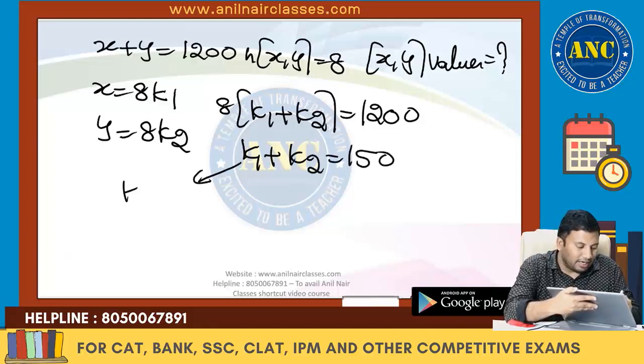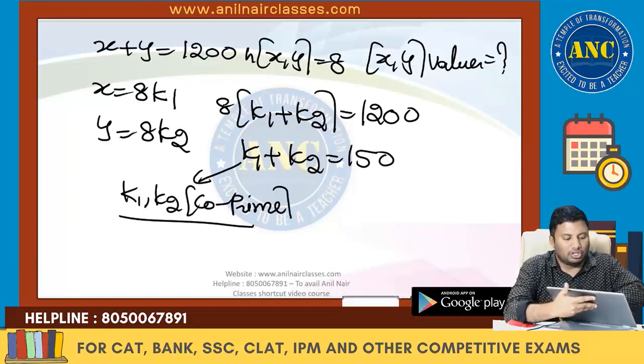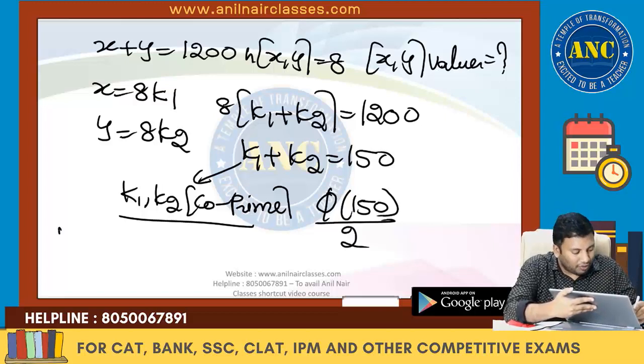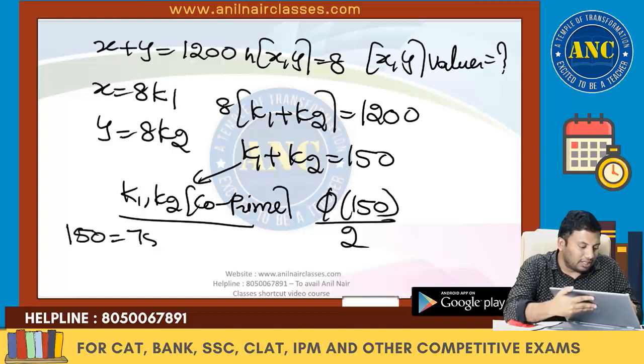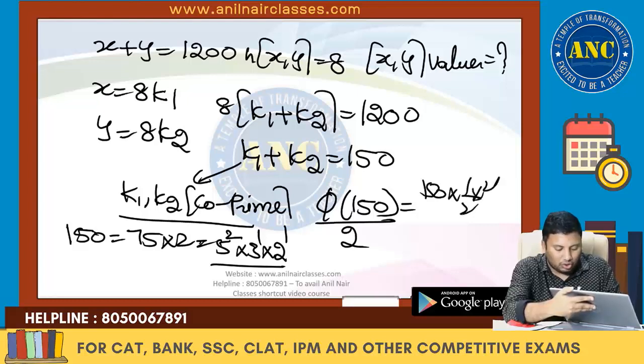What are k1 and k2? k1 and k2 are coprime to each other. If they are coprime, what will be the answer? Totient of 150 by 2. 150 is 75 into 2, which is 5 square into 3 power 1 into 2 power 1. So, the totient function is 150 into 1 by 2 into 2 by 3 into 4 by 5, divided by 2.